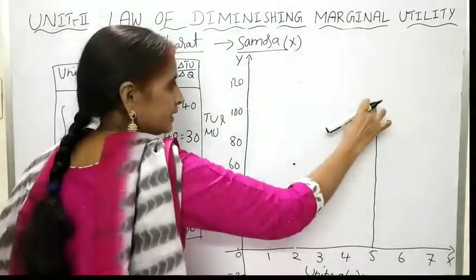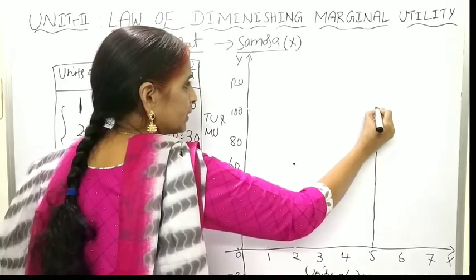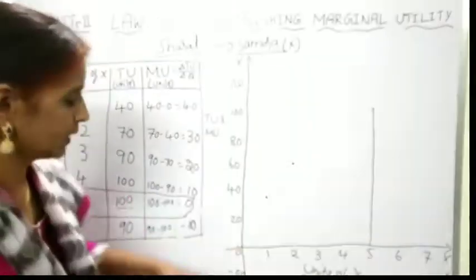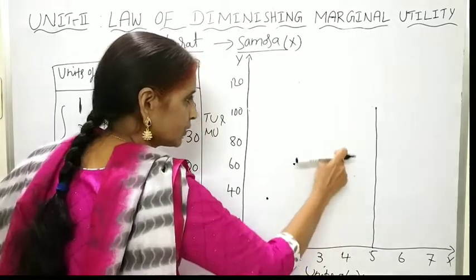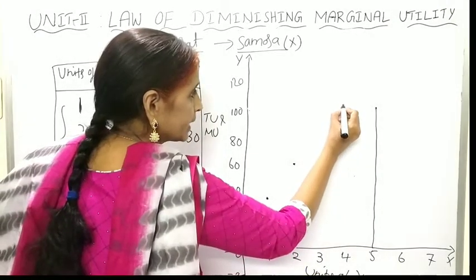So then it is easy to get the total utility curve. And at the 4th unit also it will be the same. Okay, at the 4th unit also it will be the same. So put a point here.